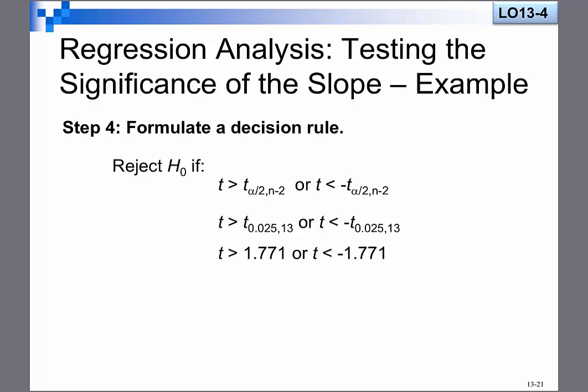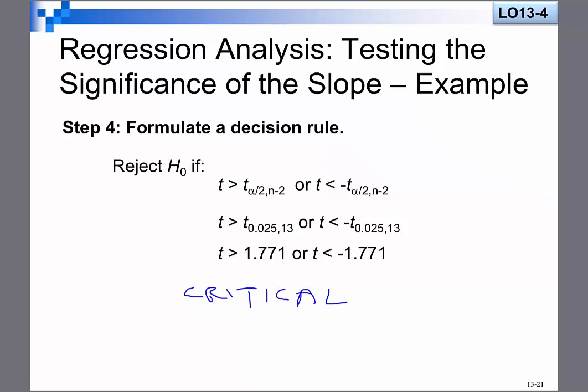And what do we call this again, this 1.771? The critical... the critical what? The critical value. Right. We call it the critical T.